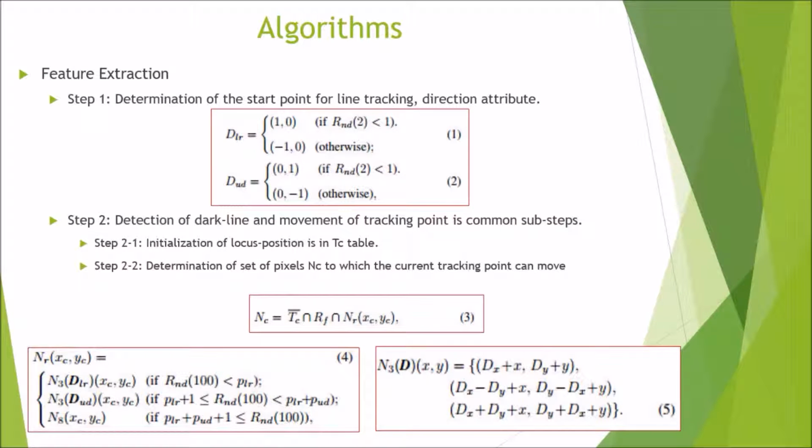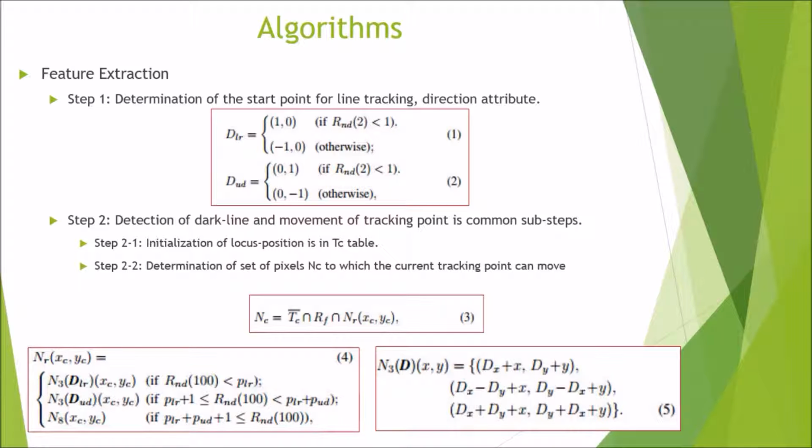Coming to algorithms, the first stage is feature extraction. F(x,y) is the intensity of the pixel (x,y), and (xc, yc) is the position of the current tracking point of line tracking in the image. Rf is the set of pixels within the finger's outline and Tr is the locus space. Suppose the pixel in the lower left of the image to be (0,0), the positive direction of the x-axis to be rightward in the image, the positive direction of the y-axis to be upward within the image, and Tr(x,y) to be initialized to 0.